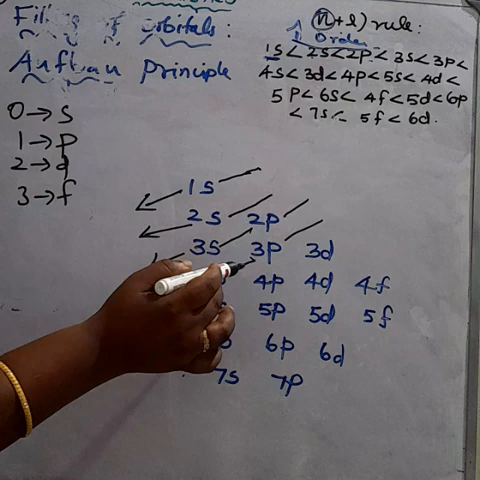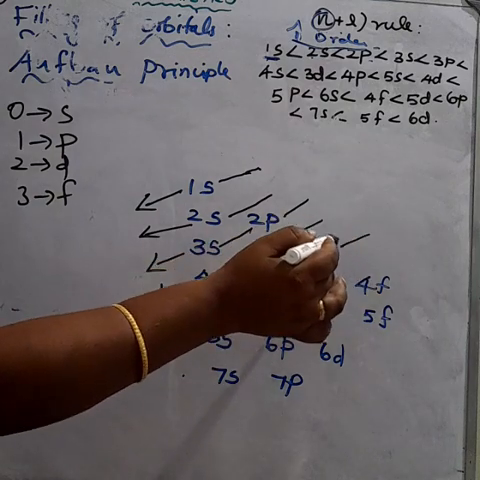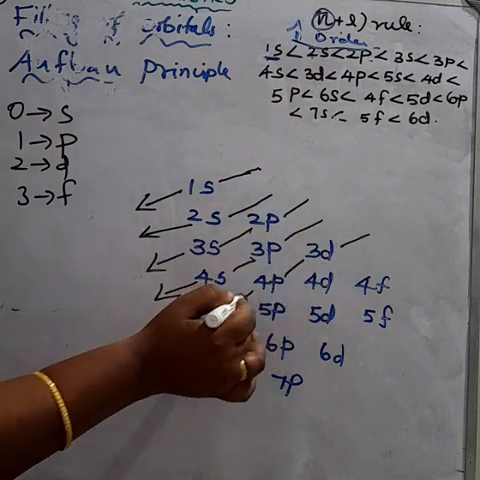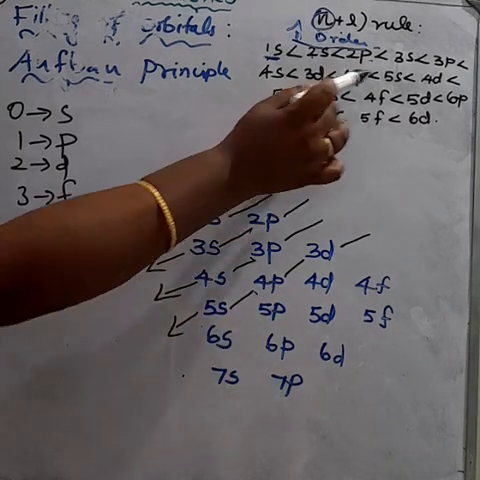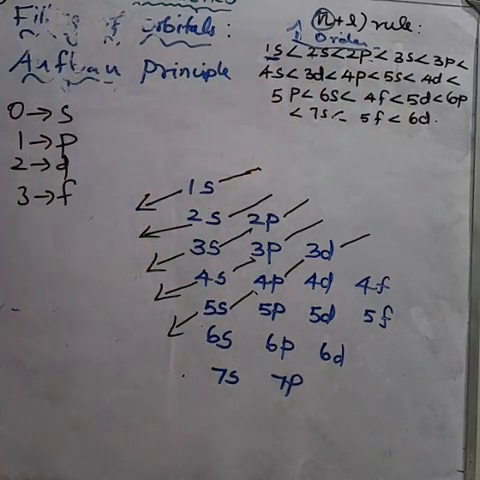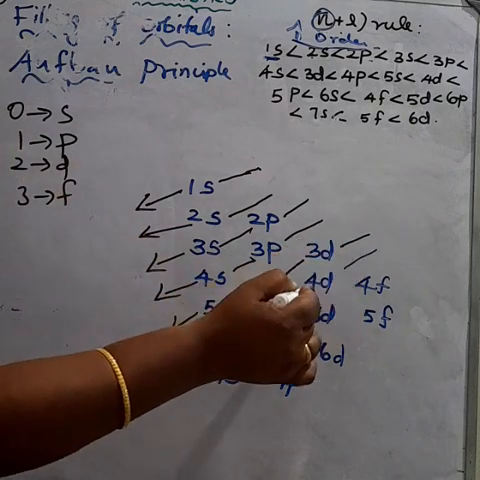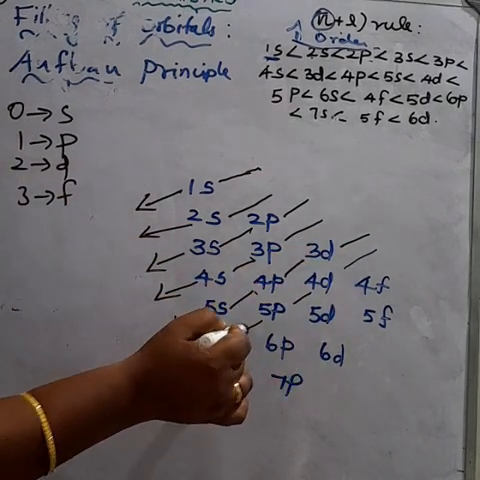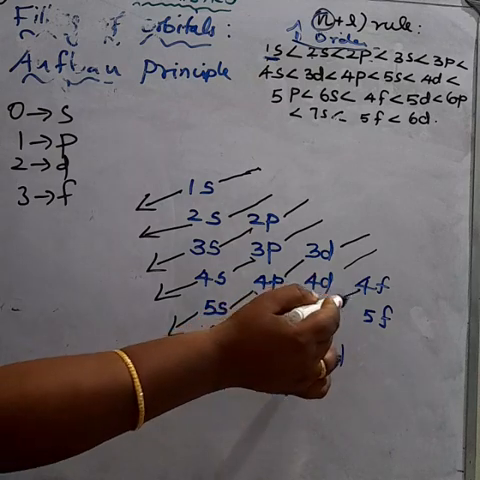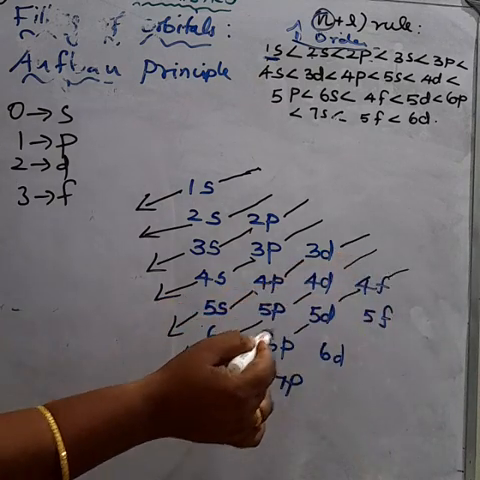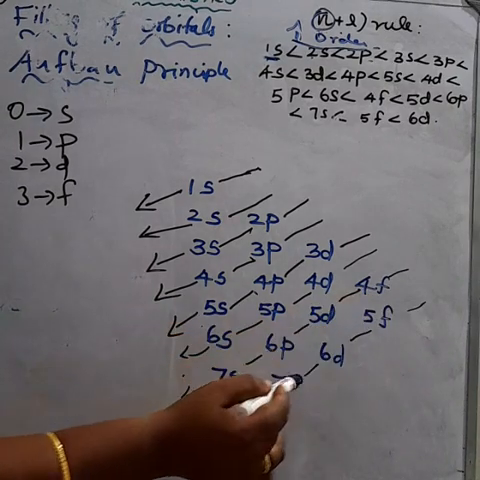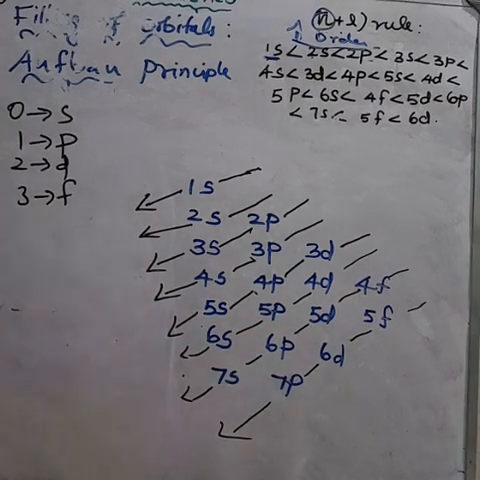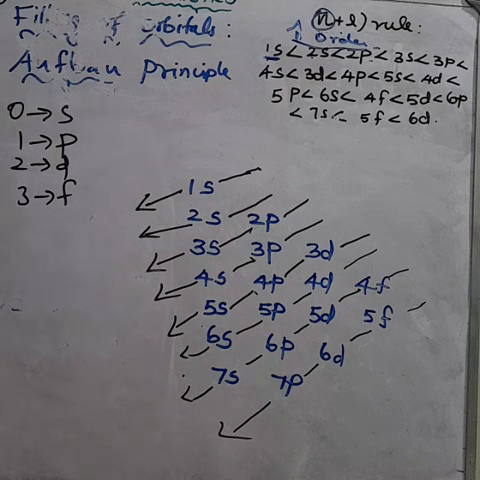You can cut the 3d, 4p, and 5s. Okay, after that 4d, 5p, 6s. Okay, after that 4f, 5d, 6p, 7s. Okay, after that 5f, 6d, 7p. Up to here we can mark. Okay, understood?